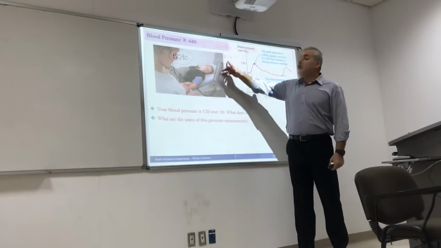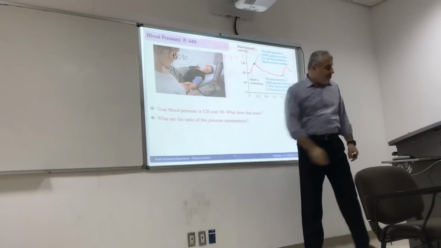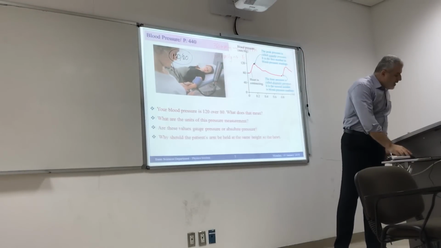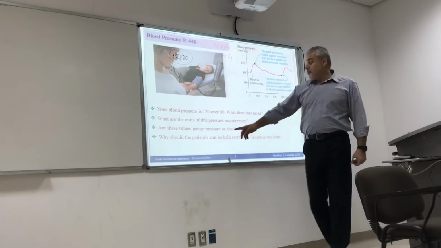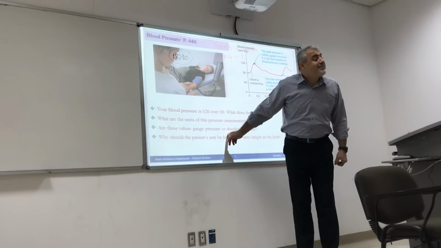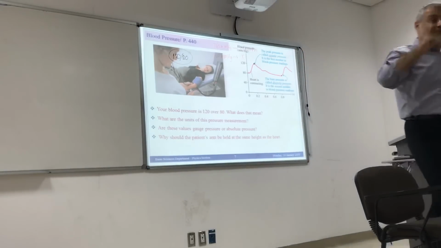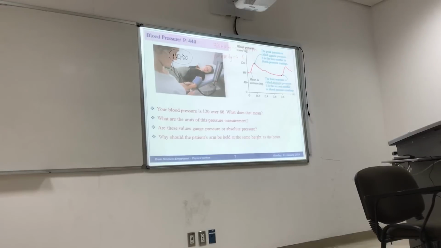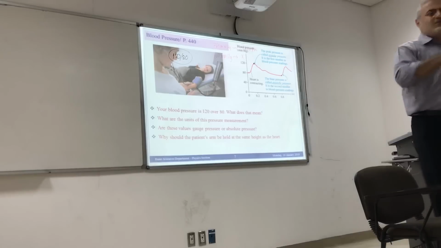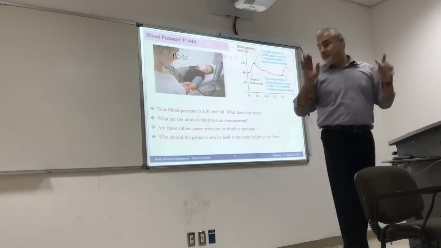We say it's millimeter Hg on the device. Are these values gauge pressure or absolute? What do you think? Gauge pressure. Why? I told you from last week, we don't have to measure the absolute. We don't have to measure atmospheric pressure over and over. We just take the gauge pressure.